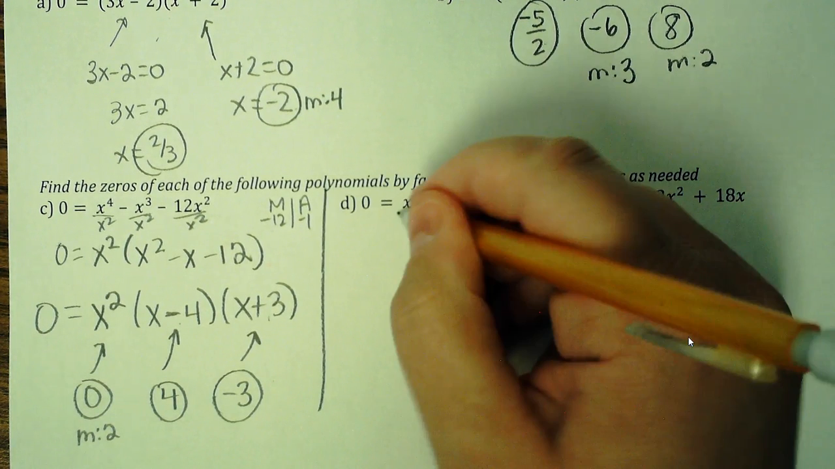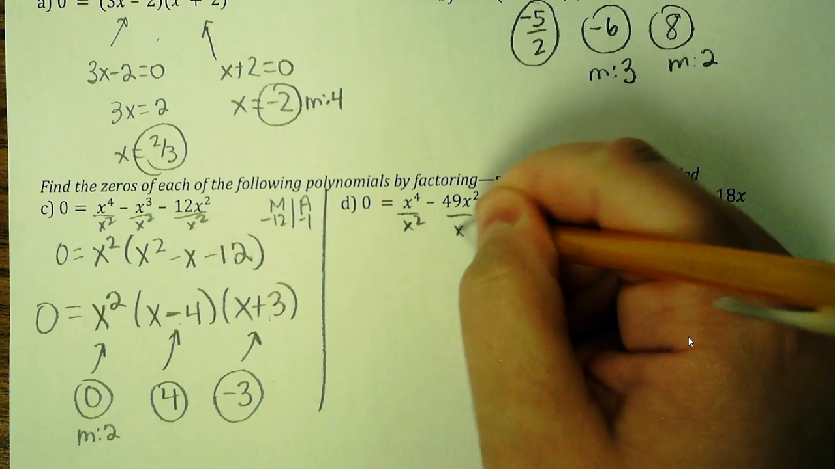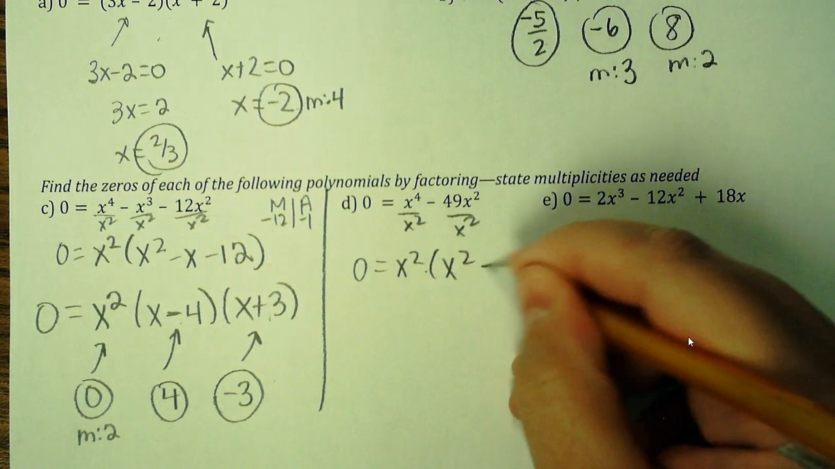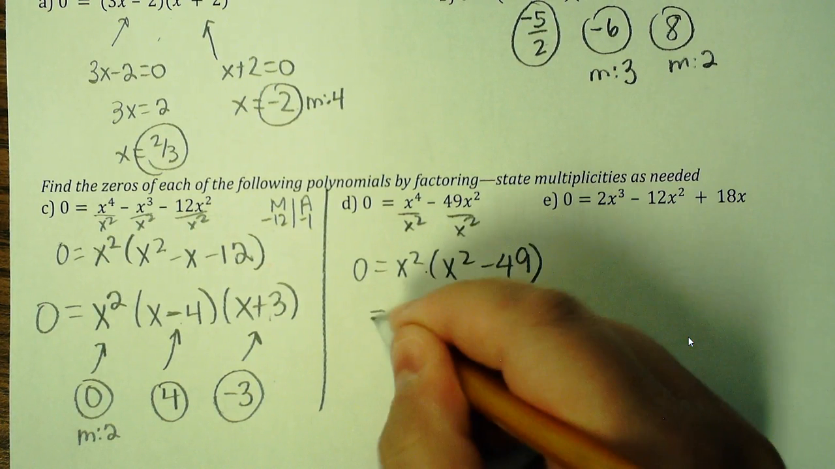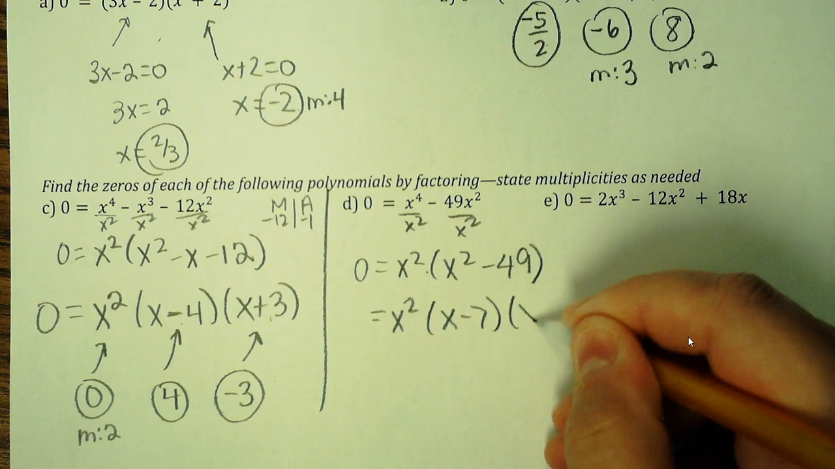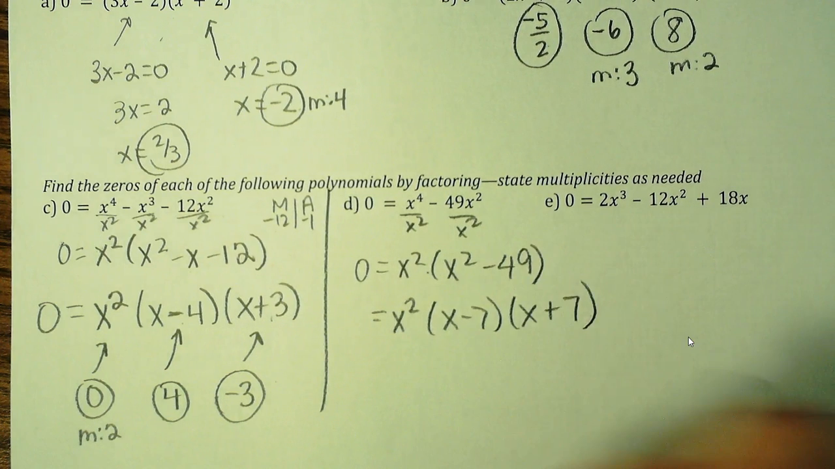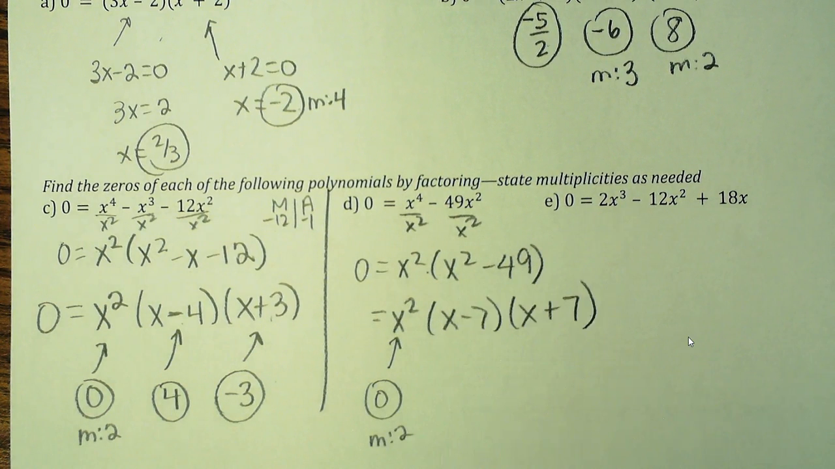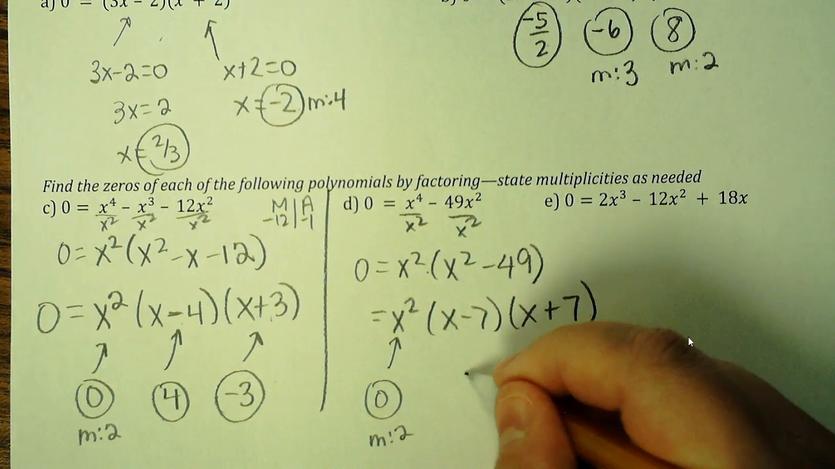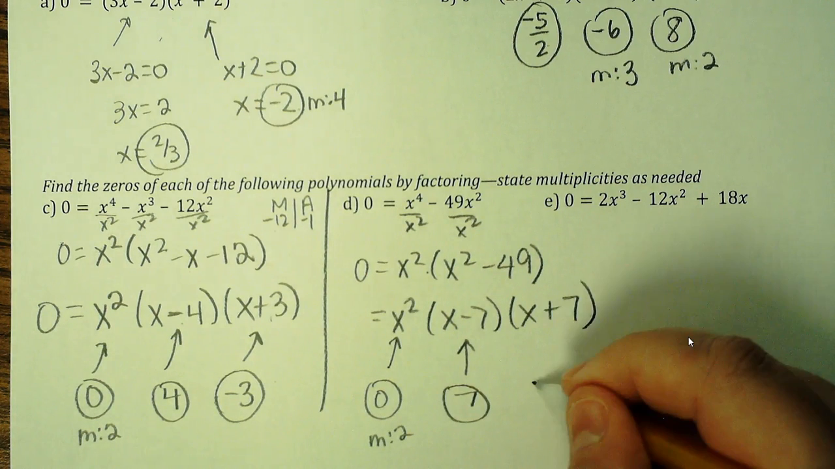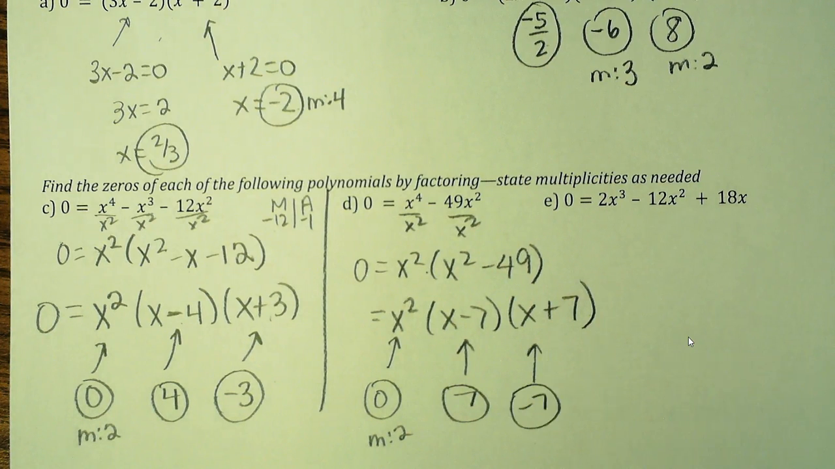Same thing here. I'm going to divide both of these by x squared. They both have at least x squared. Left over, we'd have x squared minus 49. This is a difference of squares. Multiply to get 49, add to get 0. Now, again, I have a 0 as one of my answers, and it has a multiplicity of 2 because it's squared. If I plugged in +7, that would make that factor 0. If I plugged in -7, that would make that factor 0.